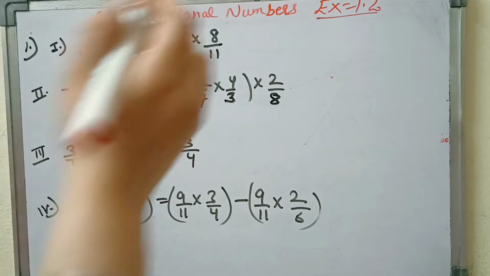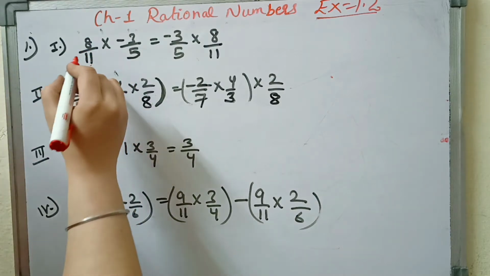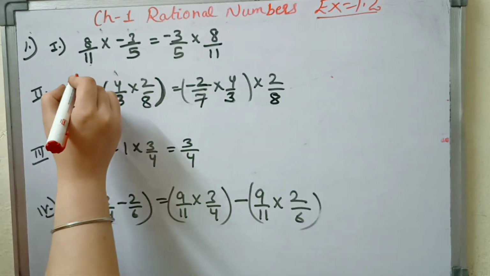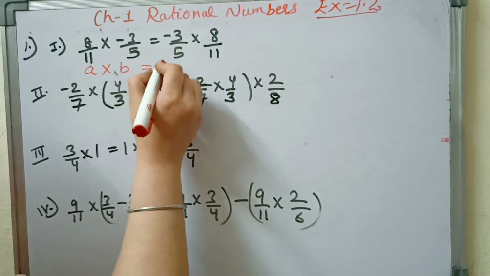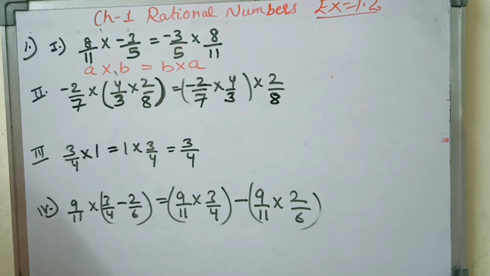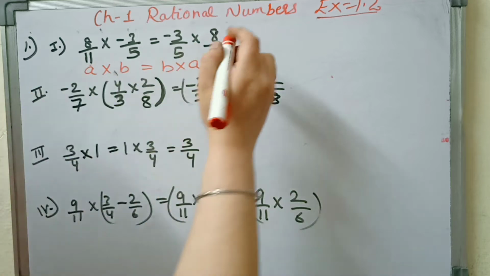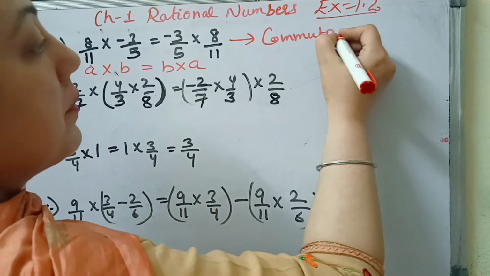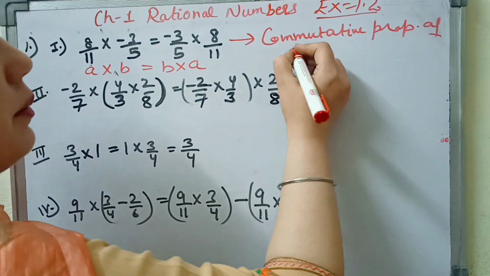We will discuss exercise 1.2 and sum number 1 is identify the properties. The first part is 8 over 11 into minus 3 over 5 equals minus 3 over 5 into 8 over 11. You see, this is of the form A into B and B into A. Here only the order is changed. Okay? So this is commutative property of multiplication.